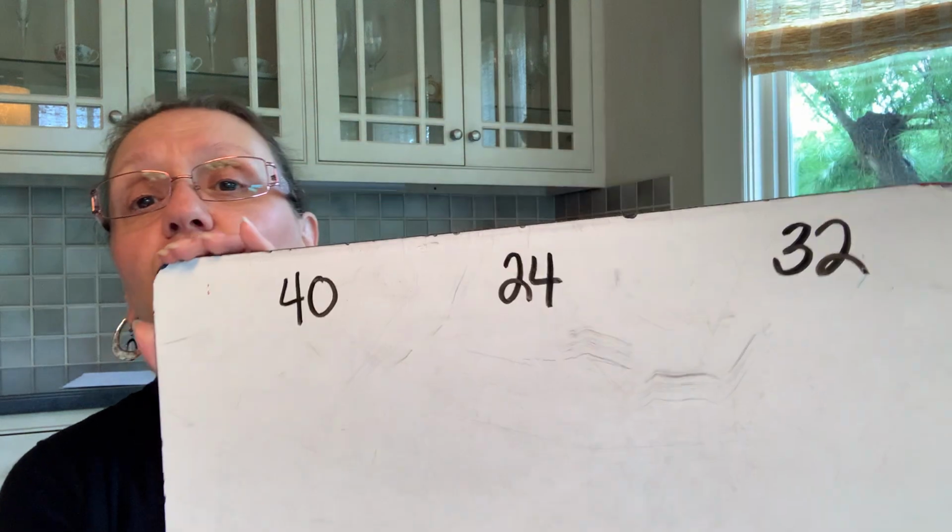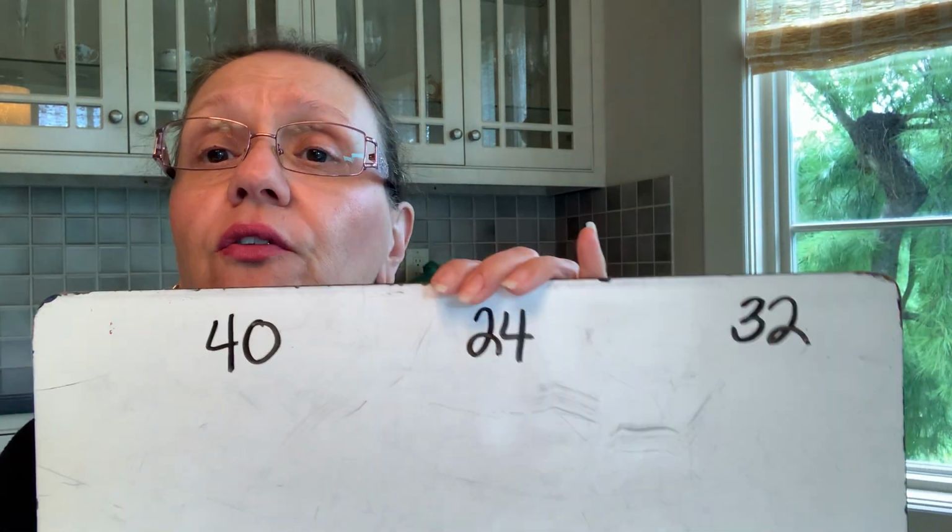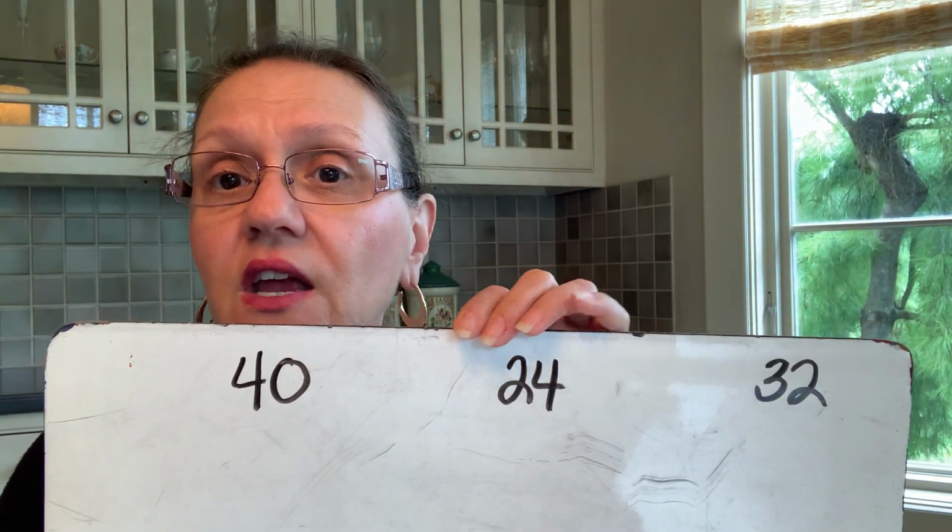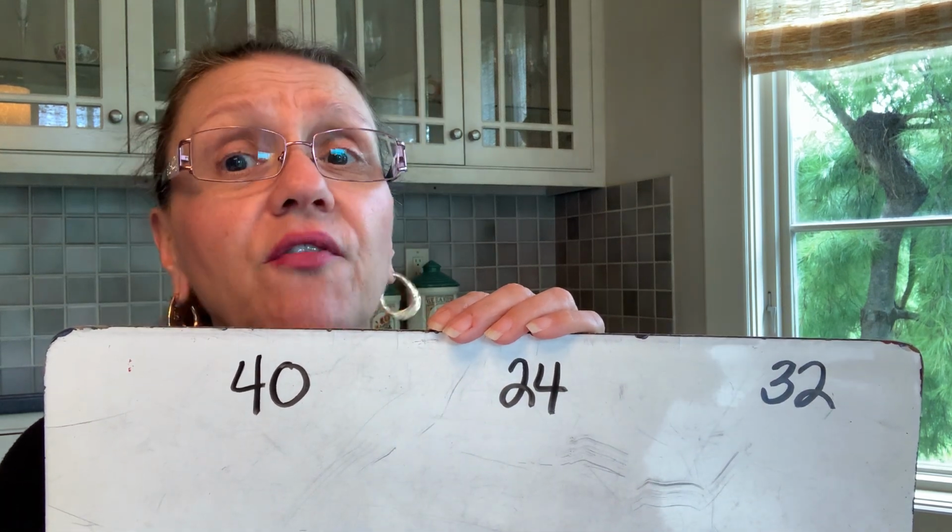Let's say we have these three numbers, 40, 24, and 32. Well, right now, because each of these numbers are even numbers, you could say to me, 2. 2 is a common factor, and you would be correct. 2 is a common factor. But is it the biggest or greatest common factor? We shall see.